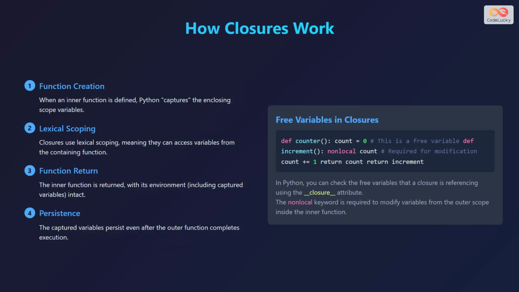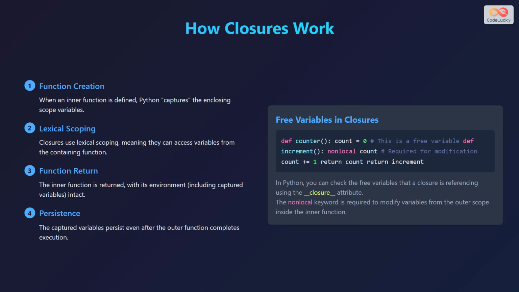Let's understand how closures work. Step 1: Function creation. When an inner function is defined, Python captures the enclosing scope variables. Step 2: Lexical scoping. Closures use lexical scoping, meaning they can access variables from the containing function. Step 3: Function return. The inner function is returned, with its environment including captured variables intact. Step 4: Persistence. The captured variables persist even after the outer function completes execution.